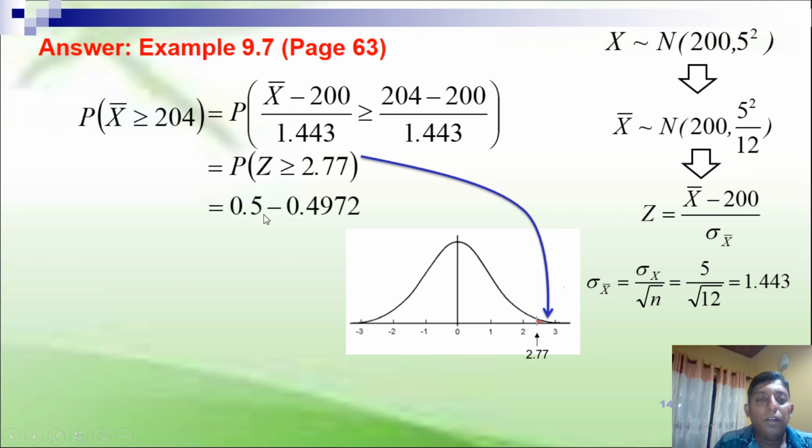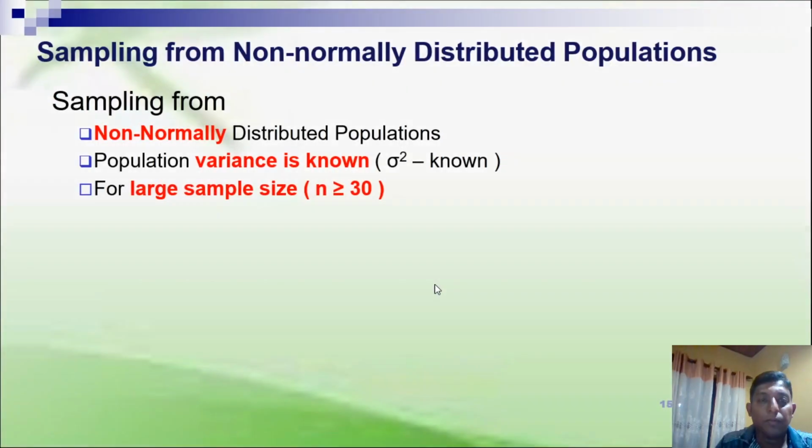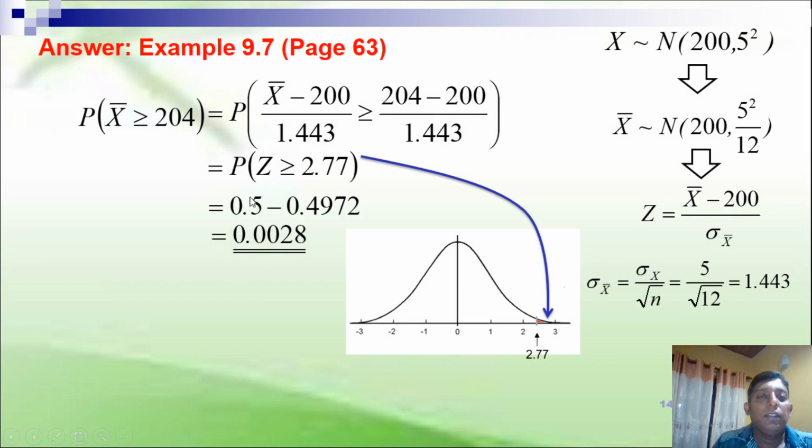This equals 0.5 minus the area from 0 up to 2.77, because the total area from 0 up to plus infinity equals 0.5. Then just read 2.77 from the standard normal table. That value is equal to 0.4972. Therefore the answer equals 0.0028. That way you can find the answer for example 9.7.